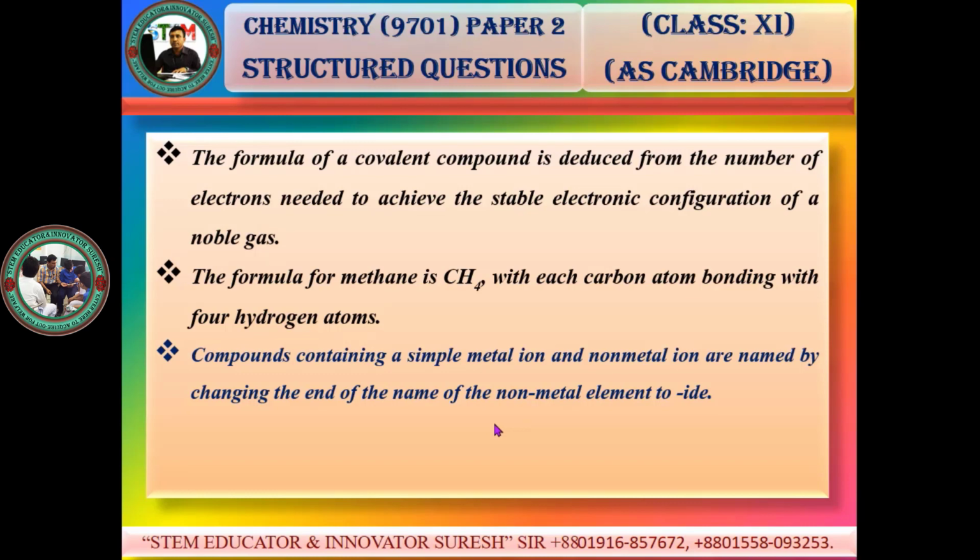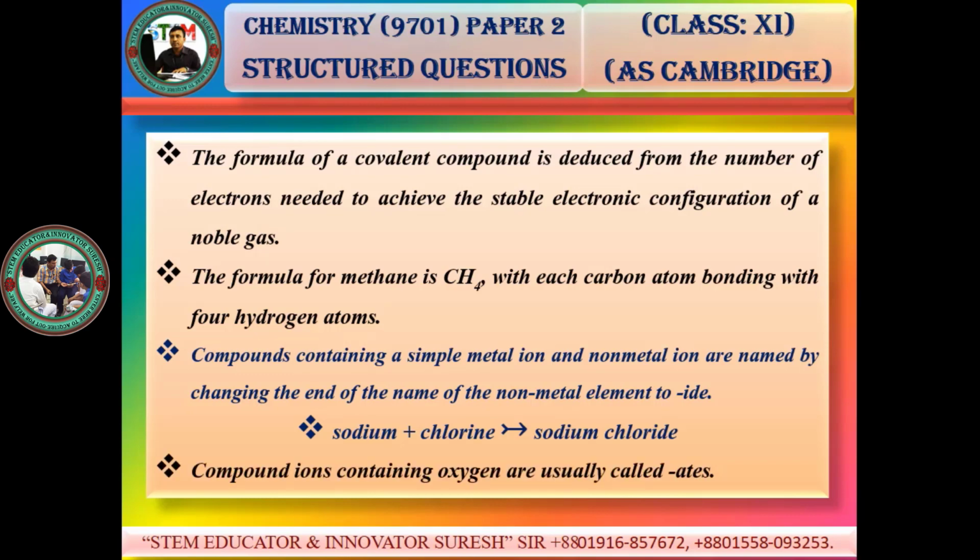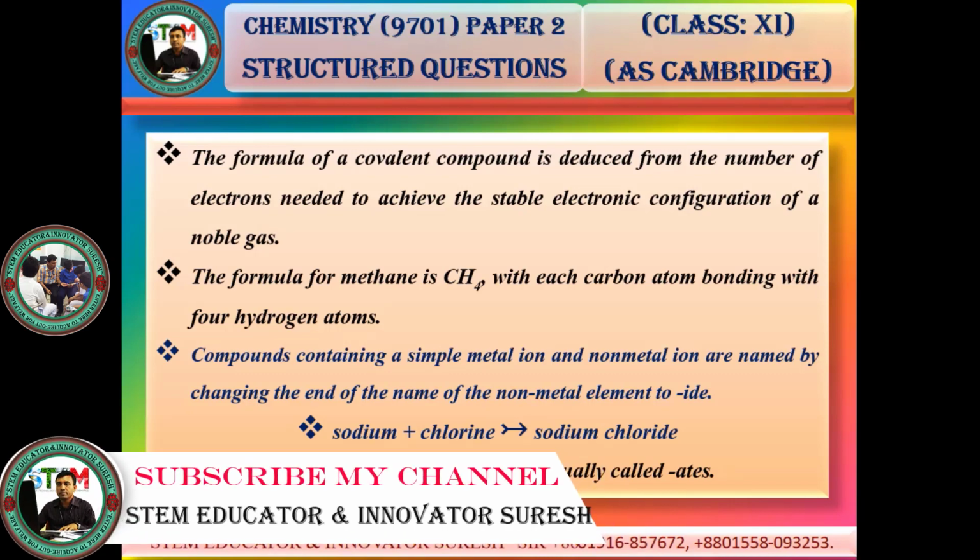Compounds containing a simple metal ion and non-metal ion are named by changing the end of the name of the non-metal element to "ide." So sometimes we will see a compound formed by combining metal and non-metal or non-metal to non-metal. Sodium reacting with chlorine forms sodium chloride. IDE is the suffix here. Compound ions containing oxygen are usually called "ates," like aluminum carbonate, magnesium carbonate, calcium carbonate. All of them have the suffix "ate" added: sulfates, phosphates, like that.